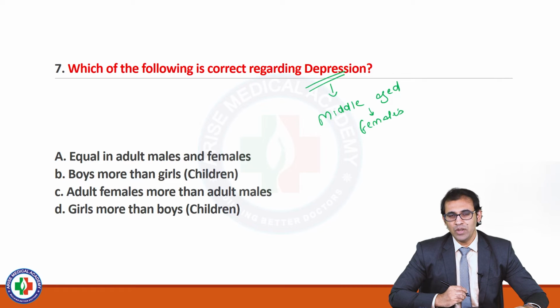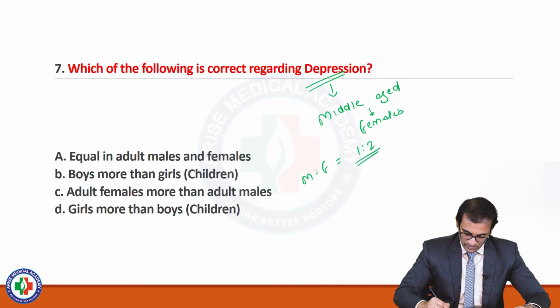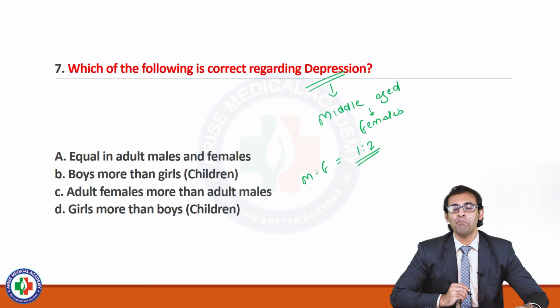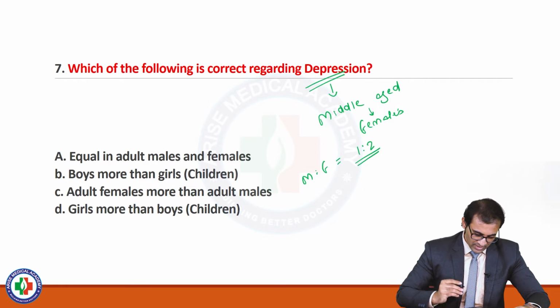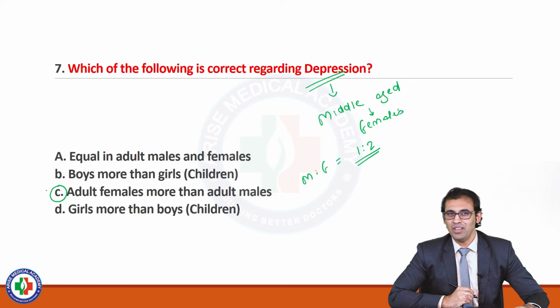When I ask you, depression is more common among men or women? Very easy to understand. See the ratio, male is to female. Yes, depression is more common among middle-aged females. So now you can easily solve this, no? Adult females more than adult males. Very easy to understand.